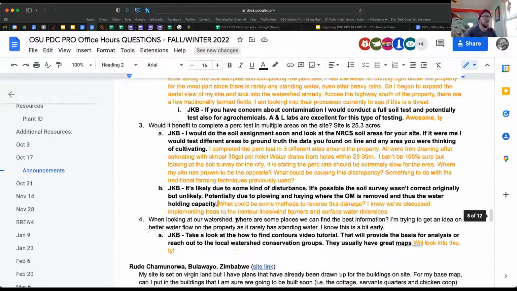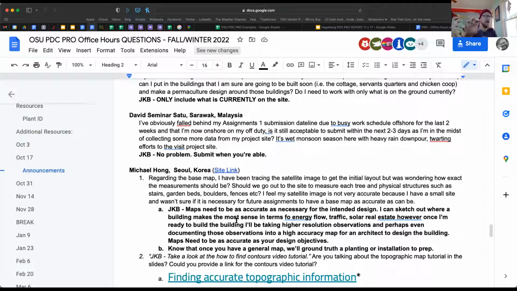Is there a place with all the slide tutorials, or are they only on each page of the Google Slides document? They're only on each page of the Google Slides.